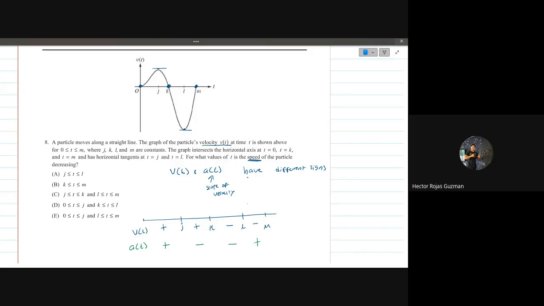And like we said earlier, we're looking for the intervals where velocity and acceleration have different signs. So that means we got the interval from J to K and L to M. There's your answer, C.